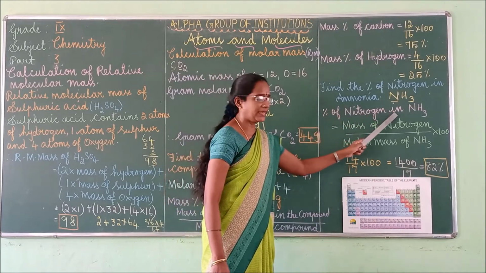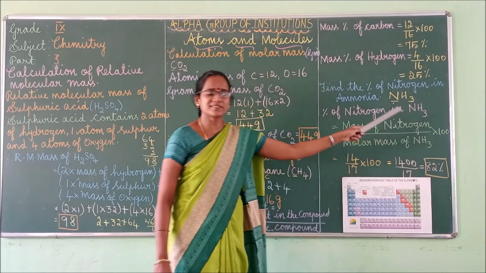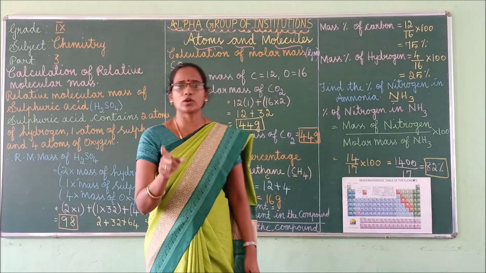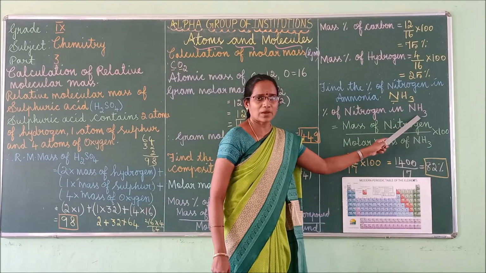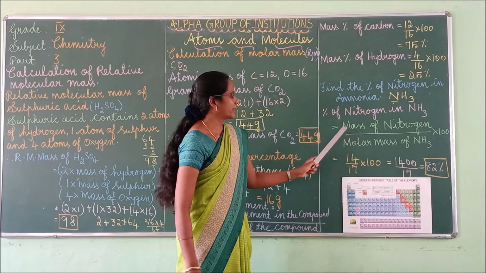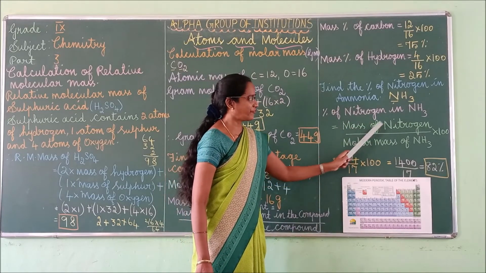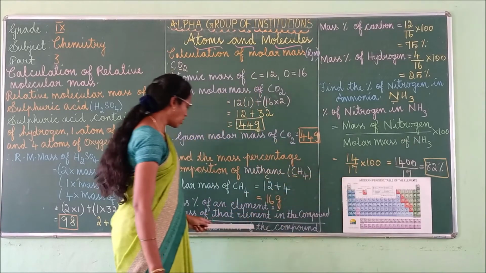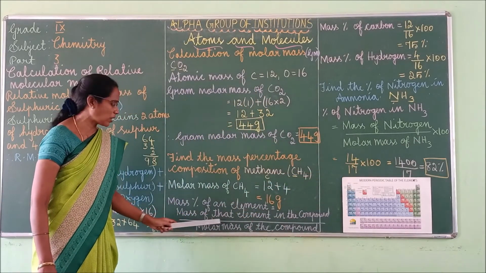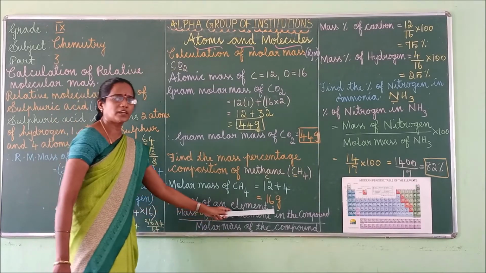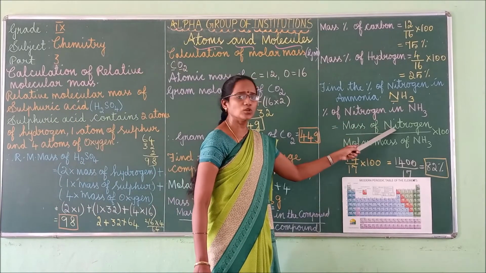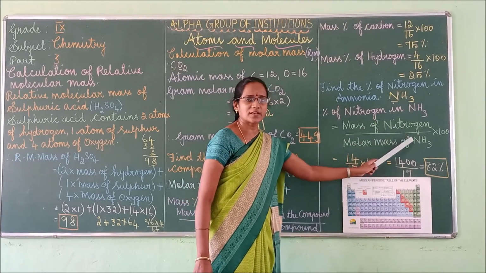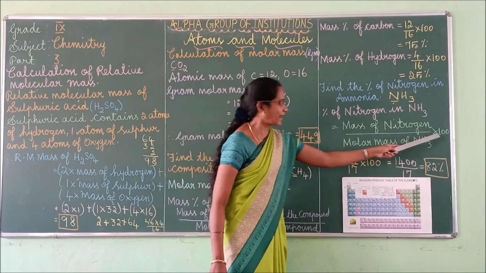Percentage of nitrogen in NH3. NH3 means ammonia. You have to write in words, ammonia. In the bracket only you have to use the formula NH3, right? Now next step, what is that? Mass of nitrogen divided by molar mass of ammonia. Here we have applied the same formula: mass of that element in the compound. Which element we are going to use? For nitrogen element, isn't it? So mass of nitrogen by molar mass of ammonia into 100.